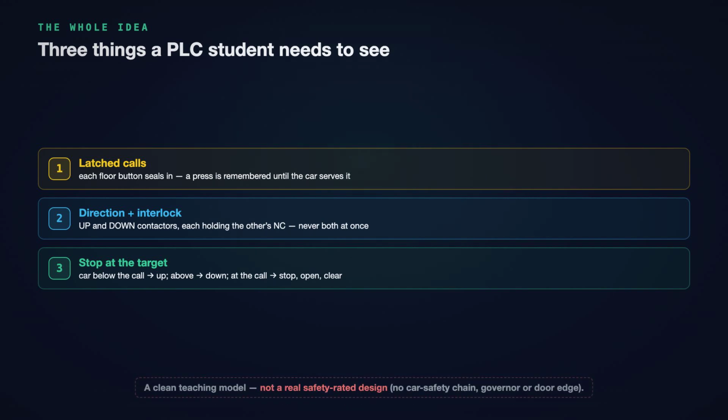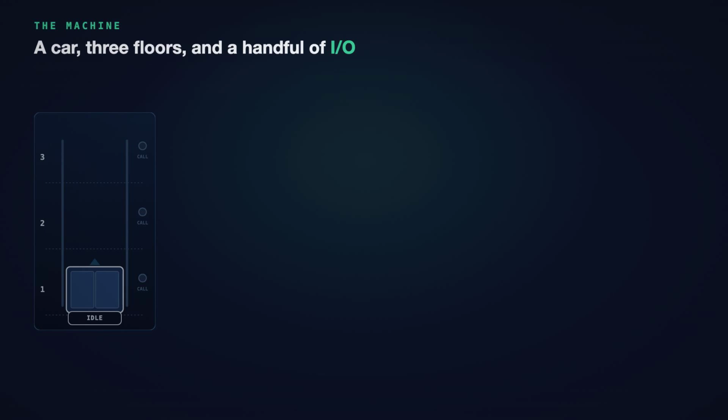One honest note before we start. This is a clean teaching model, not a real safety-rated design. A genuine lift adds a car safety chain, an overspeed governor, door edge detection, and a lot more. We are building the control logic so the ideas are clear.